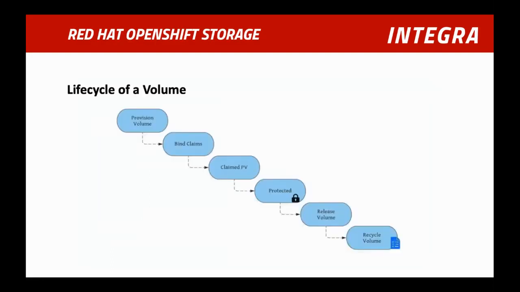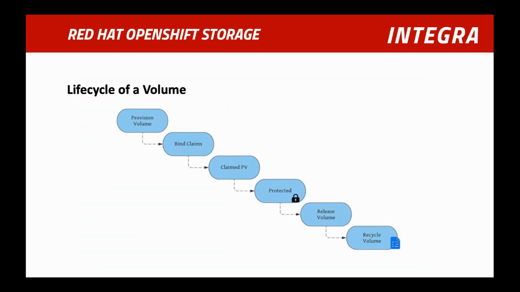Now let's take a look at the life cycle of a volume. Initially, we'll have a persistent volume that is pre-configured by our storage or cluster administrator. A claim would be created and bound to a pod. Once that pod comes to life, it will claim that persistent volume, and then it will be protected. What that means is that no other pod will then be able to use that exact same persistent volume.